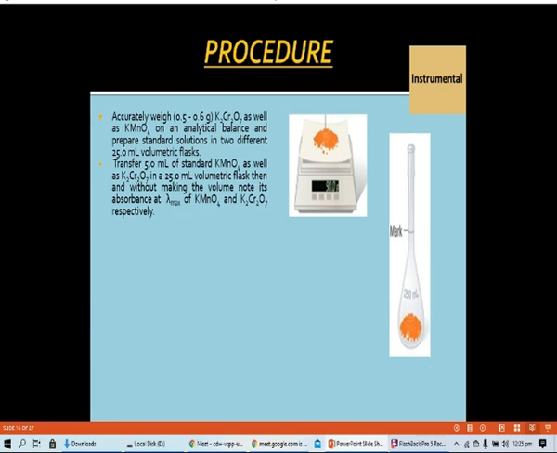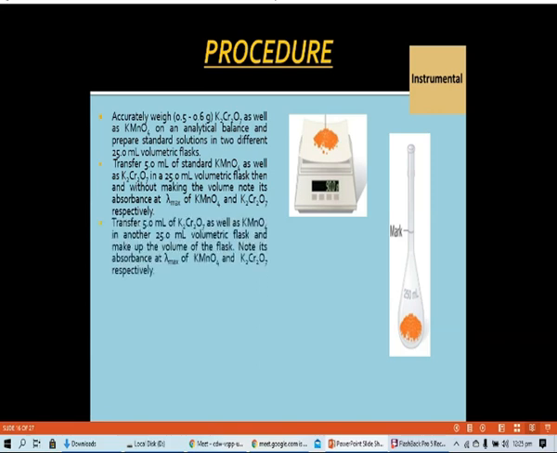Transfer 5 ml of it, and without making up the volume, note its absorbance at lambda max of potassium permanganate and potassium dichromate respectively. After this, transfer 5 ml of potassium dichromate and potassium permanganate into another 25 ml volumetric flask and make up the volume now. And note its absorbance at lambda max of potassium permanganate and potassium dichromate respectively.